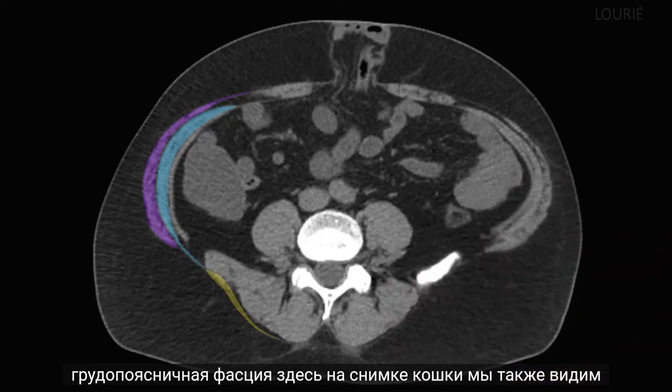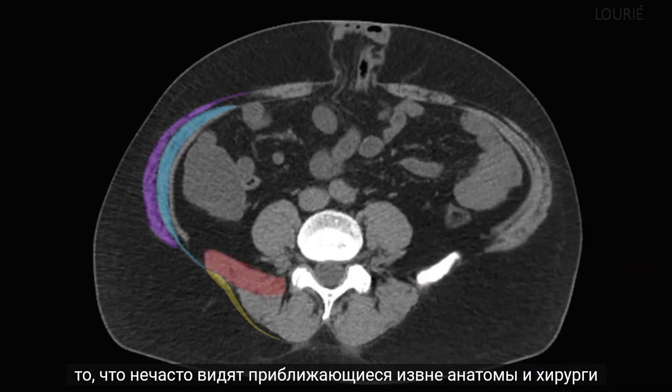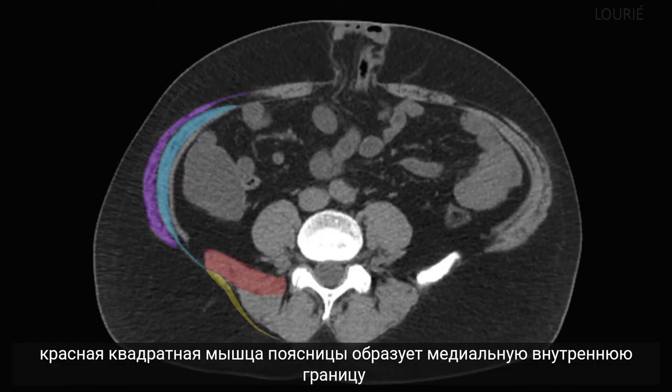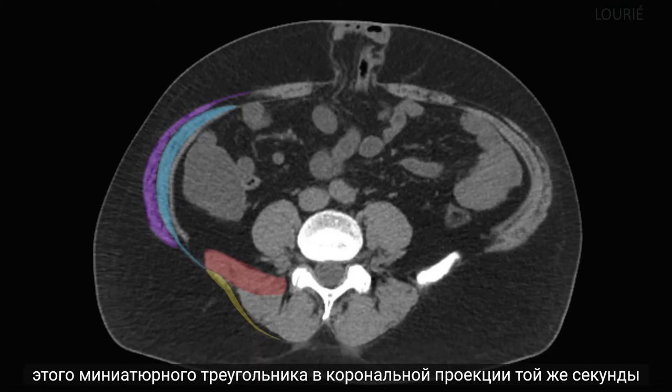Here on the CAT scan, we also see what anatomists and surgeons approaching from the outside don't often see, which is that the quadratus lumborum in red forms the medial internal border of this Petit's triangle.